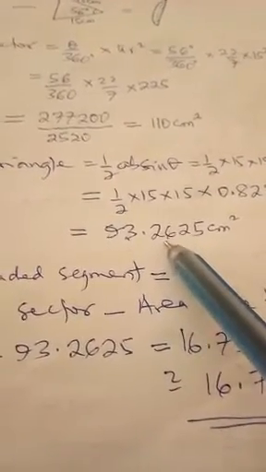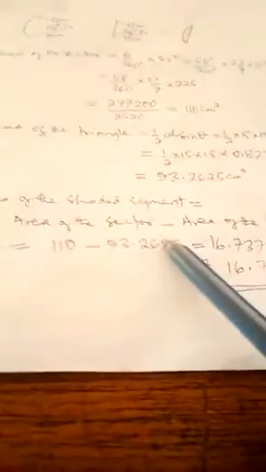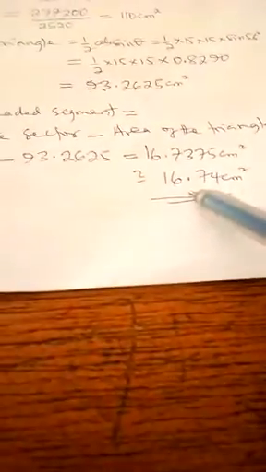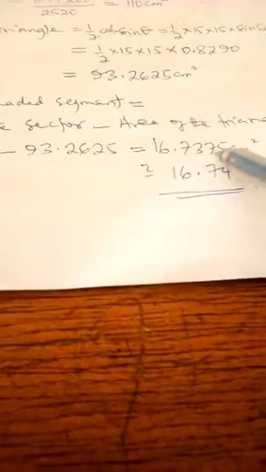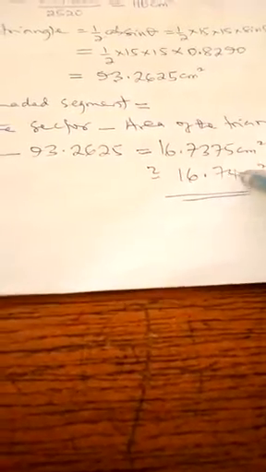Therefore, the area of the shaded segment is area of the sector minus area of the triangle. Put in your values, and you have this. Since we were not told to approximate, give your work to 2 decimal places. That means I stop at 3. After the decimal point, you start counting 1, 2. You take 1 from here, you add to this 3, and you have 16.74 cm squared.